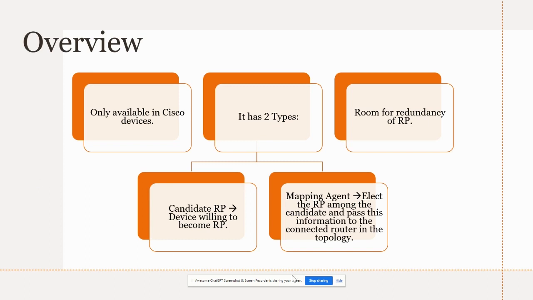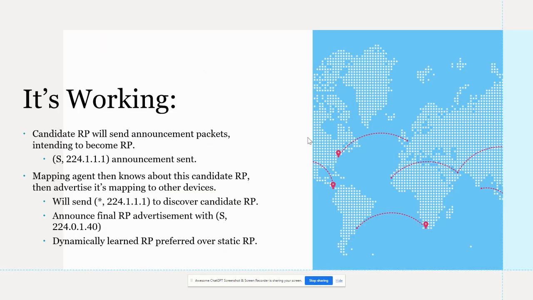I will explain the working of auto RP, and to demonstrate the working procedure, I have taken group 224.1.1.1 as an example. A router that is willing to become RP, we call it a candidate RP. Firstly, it will send an announcement packet stating that it wants to become RP, with S, G, which is 224.1.1.1, to all the other devices. Likewise, there could be many candidates who want to become RP.